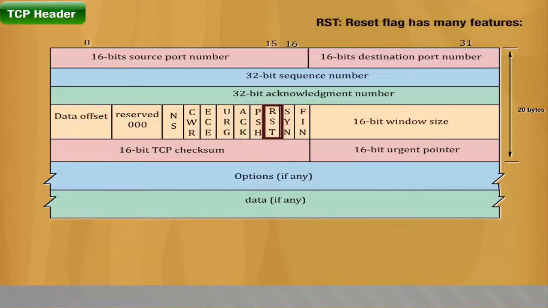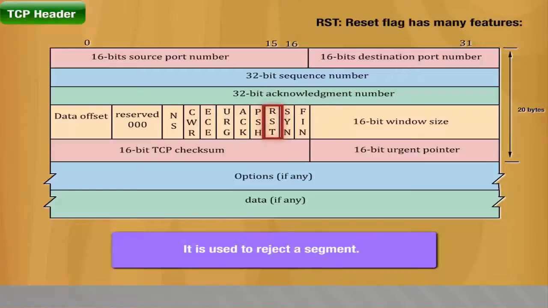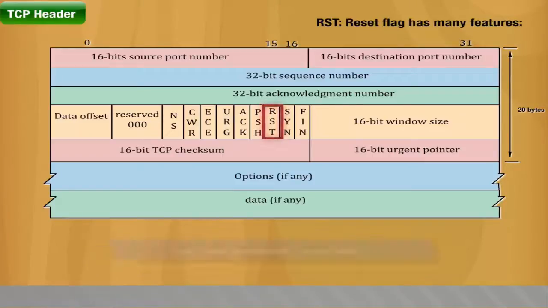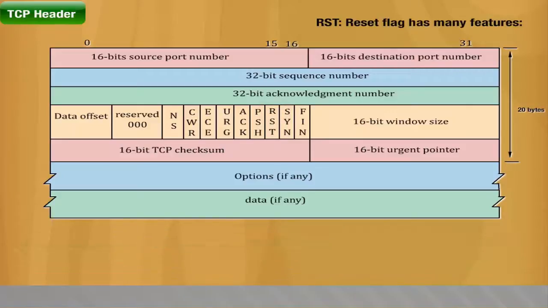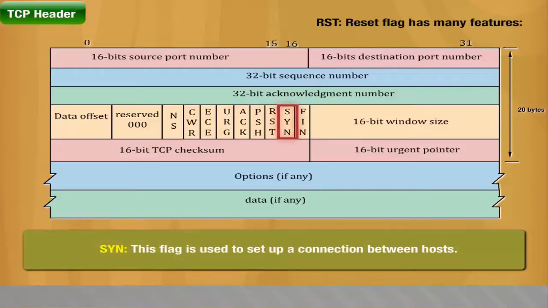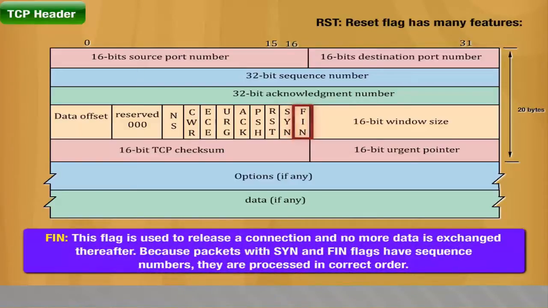RST, the reset flag, has many features. It is used to refuse an incoming connection. It is used to reject a segment. It is used to restart a connection. SYN. This flag is used to set up a connection between hosts. FIN. This flag is used to release a connection and no more data is exchanged thereafter. Because packets with SYN and FIN flags have sequence numbers, they are processed in the correct order.